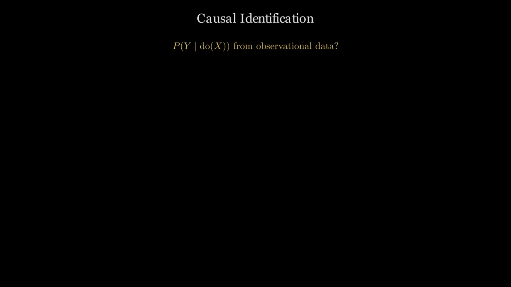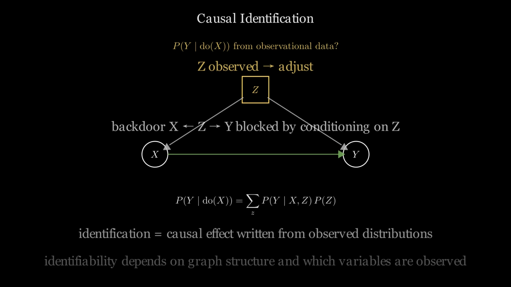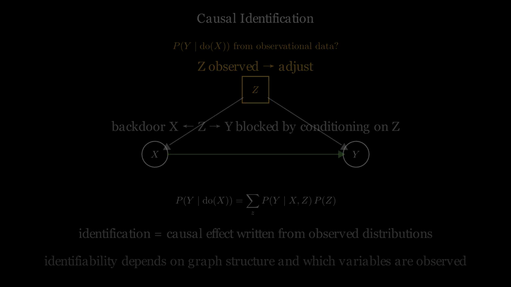Identification asks whether the causal effect can be computed from observed data. Even without running an experiment, it may be possible to recover the interventional distribution. This requires that all paths through which confounders influence the outcome can be blocked by conditioning. When such a blocking set exists, the causal effect is identifiable. The calculation uses only the observed distribution. Identification is not always possible. It depends on the causal graph structure and which variables are observed.